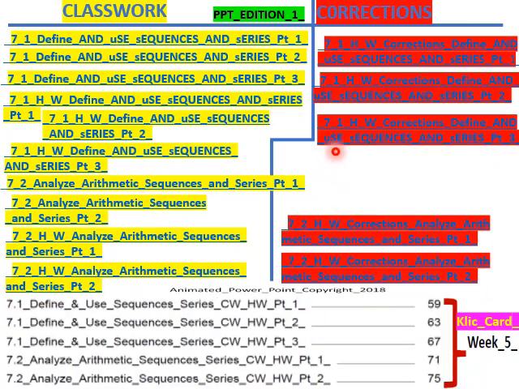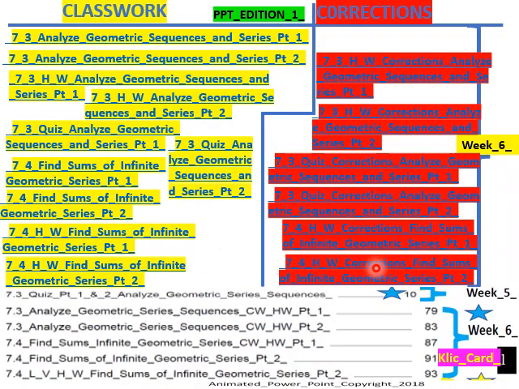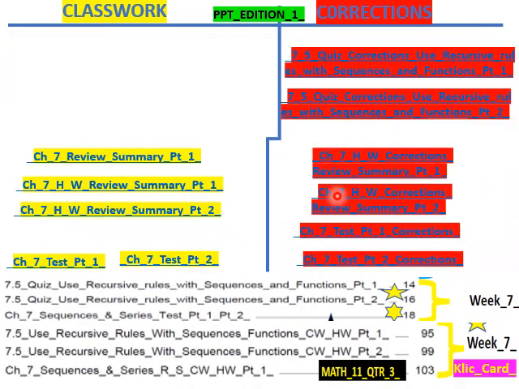And then week 5, we have our 7.1. We start out here, chapter 7, week 5, and classwork, corrections in this column here. And then week 6, classwork, homework corrections, quiz corrections for week 6. And week 7, we have part 7A. We have two click cards for week 7. Week 7 is huge.